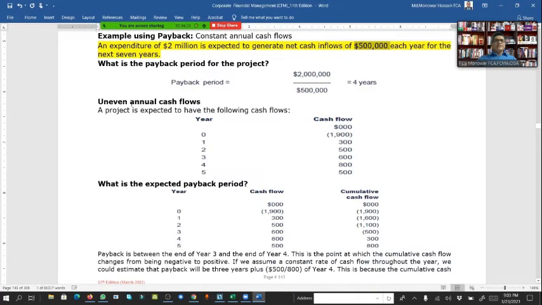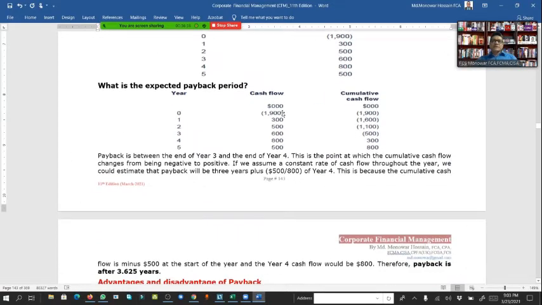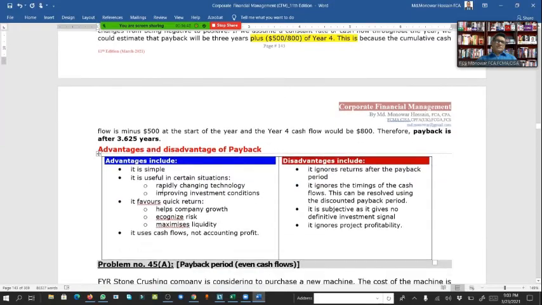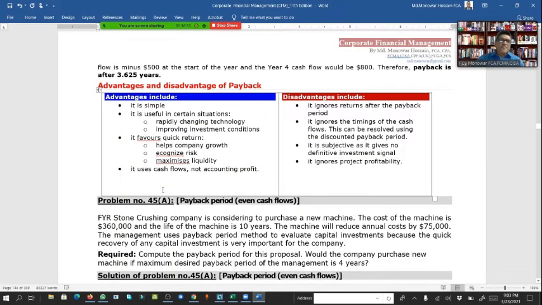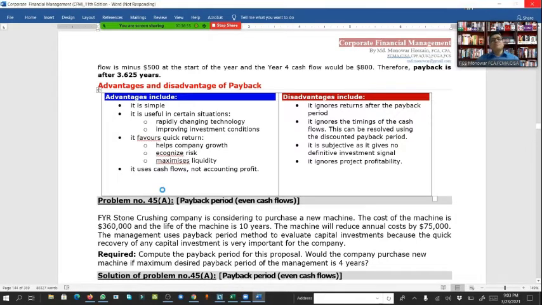When the cash flows are uneven, not the same, then we have to calculate this way. For example, by year, the cash flow and the cumulative cash flow. From here we have to calculate the real payback period. Here are some advantages of this technique: it is simple also.